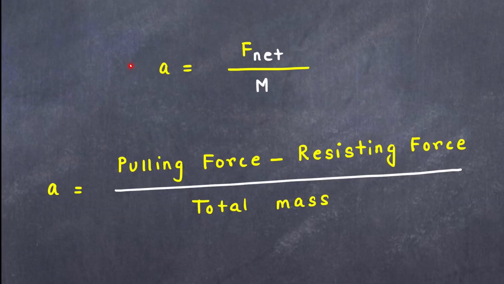We know that by Newton's second law, the acceleration can be written as the net force divided by the net mass. Over here we can modify this formula and write that acceleration will be equal to the total pulling force minus the total resisting force divided by the total mass.